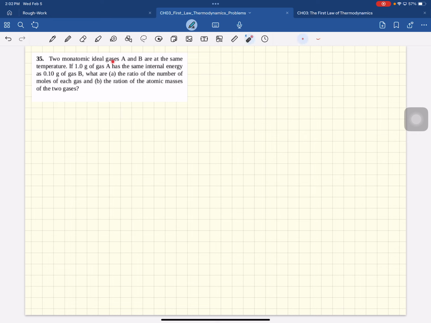Two monoatomic ideal gases. Monoatomic ideal gases, what are those? Noble gases. That also tells you how many degrees of freedom they have? 3. Very good. So CV equal to 3/2 R. Whenever they say stuff like that, they're telling you a whole bunch of stuff.